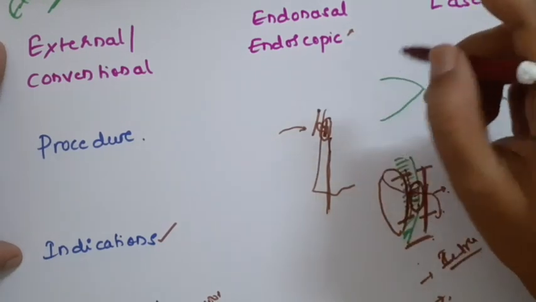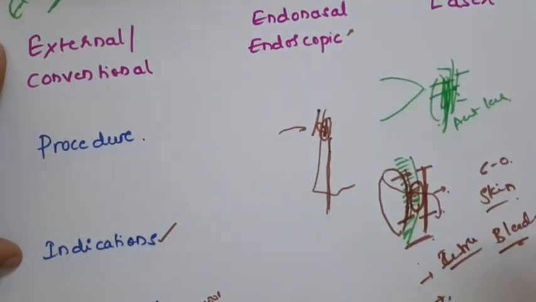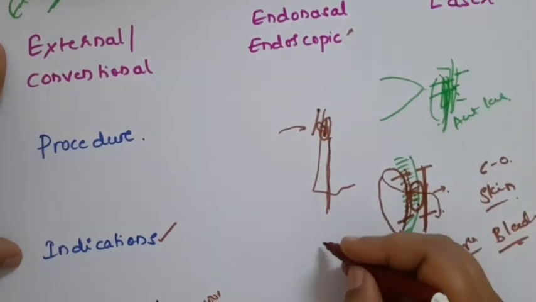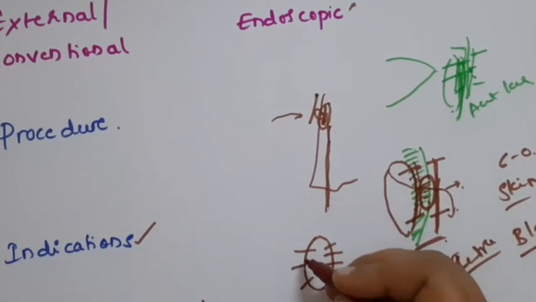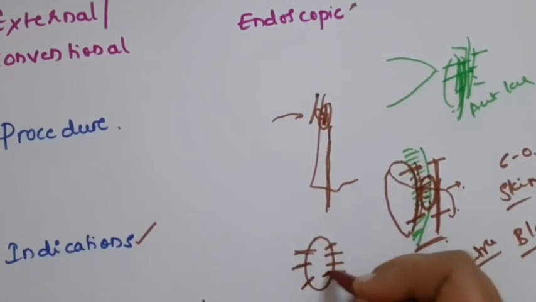But the major difference is, what we aim for in DCR is to create one ostium, and that ostium should be lined by the mucosa. So you are covering with the lacrimal sac as well as the nasal mucosa.